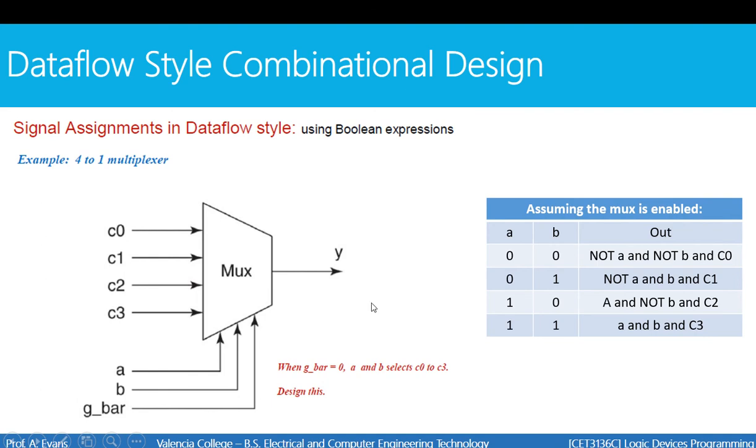So what we're going to do now is go into Quartus and actually write the code for this multiplexer using the Dataflow style, and we're going to start by using basic Boolean expressions using this truth table on the screen.